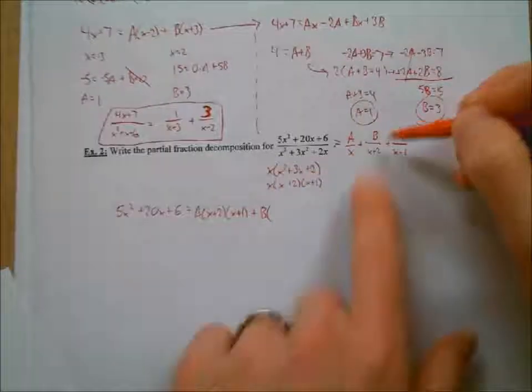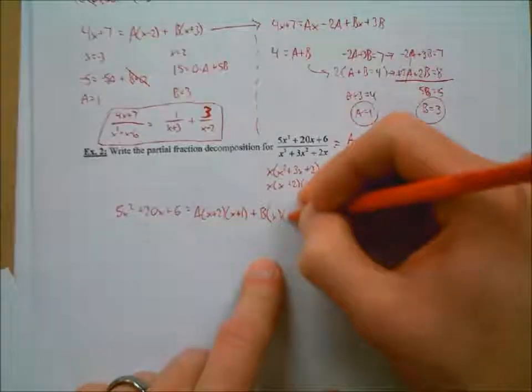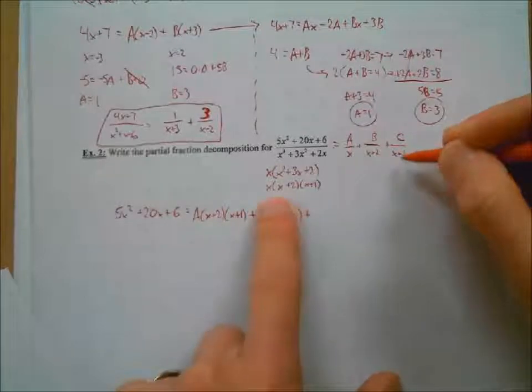plus b, and then b has an x plus 2, so the x plus 2's will cancel. It'll have an x and an x plus 1 left over. And then c has x plus 1, so that'll cancel, and we'll have the x and the x plus 2.